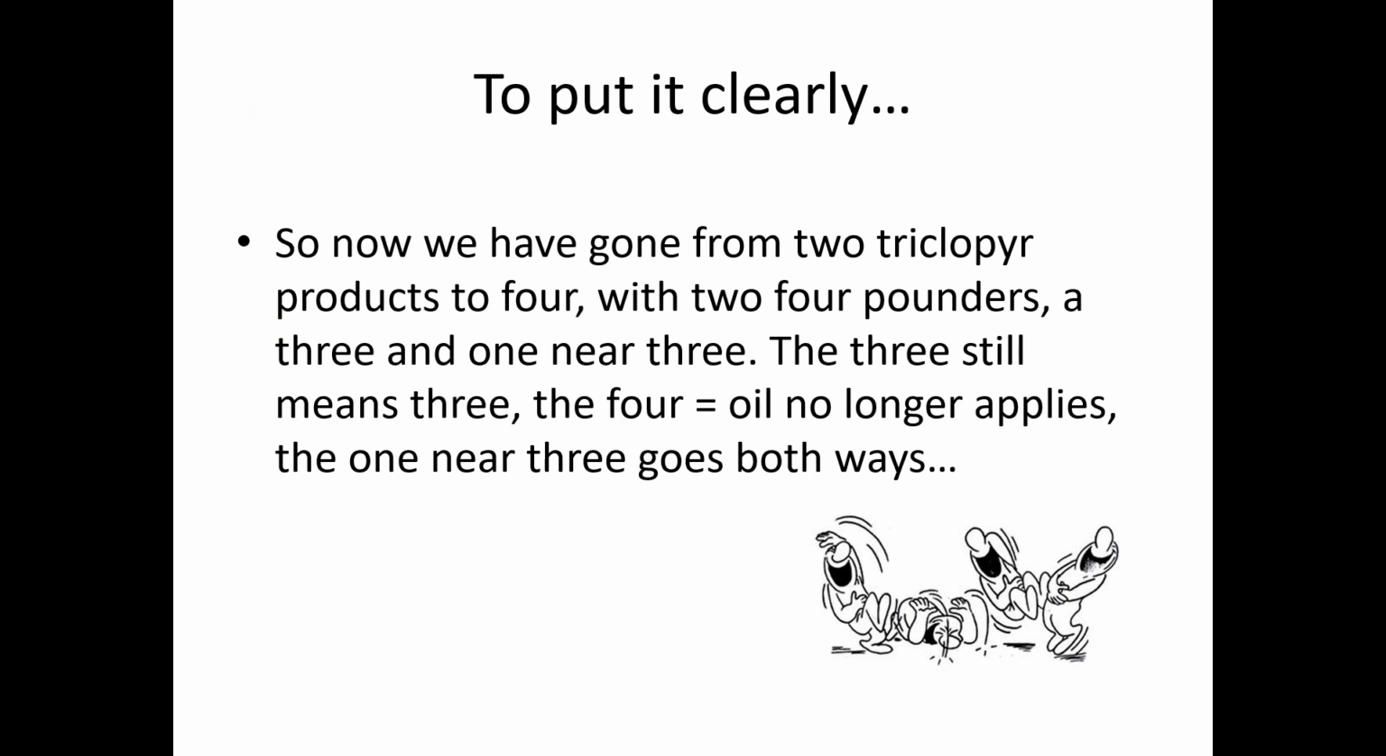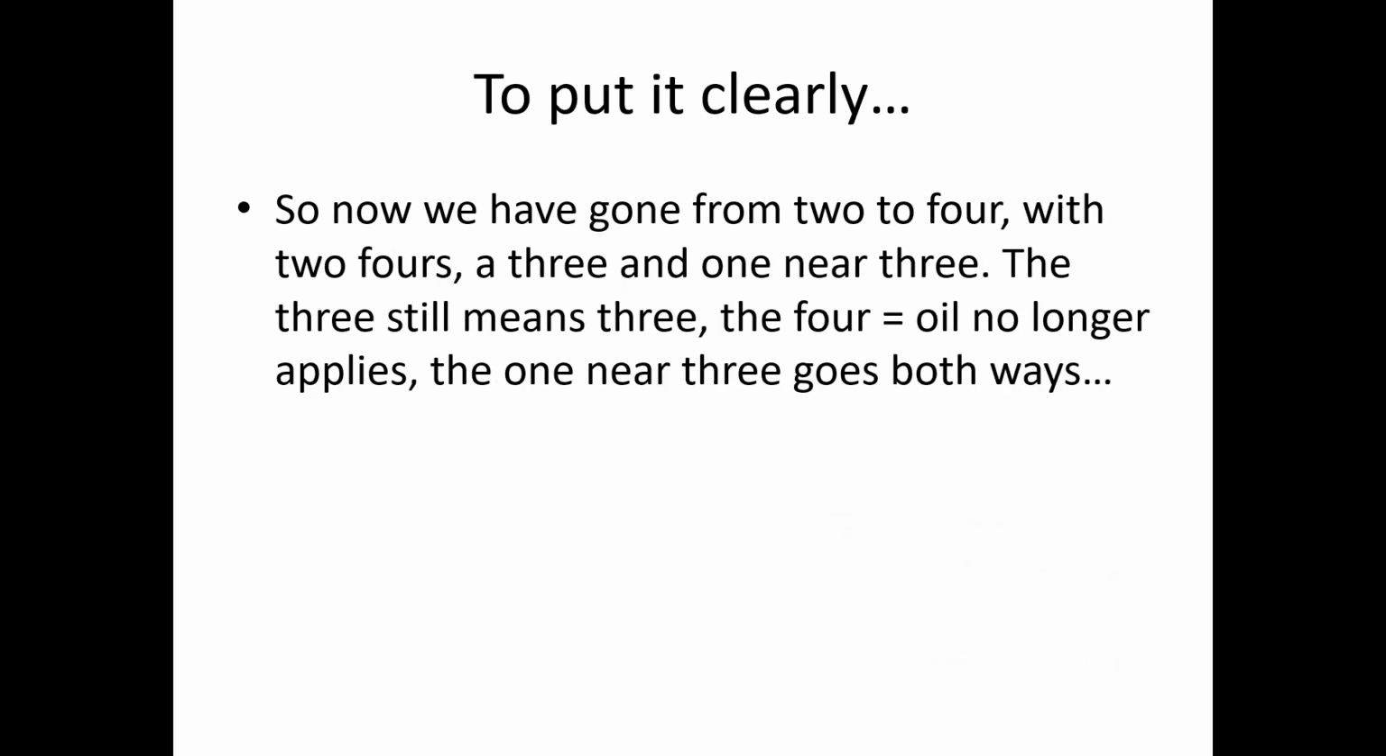In my best and simplest explanation, we've now gone from 2 Triclopyr products to 4, with 2 4-pounders, a 3, and a 1 near 3. The 3 still means 3, the 4 equals oil no longer applies, and the 1 near 3 goes both ways. So whatever terminology you were using to separate these from your applicators and the folks who work for you, you may have to change the way you have described the 3 versus the 4 type language.